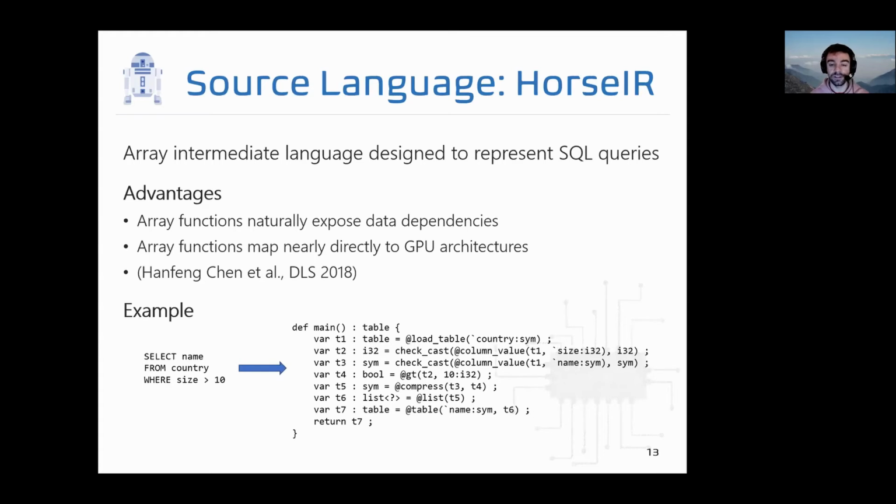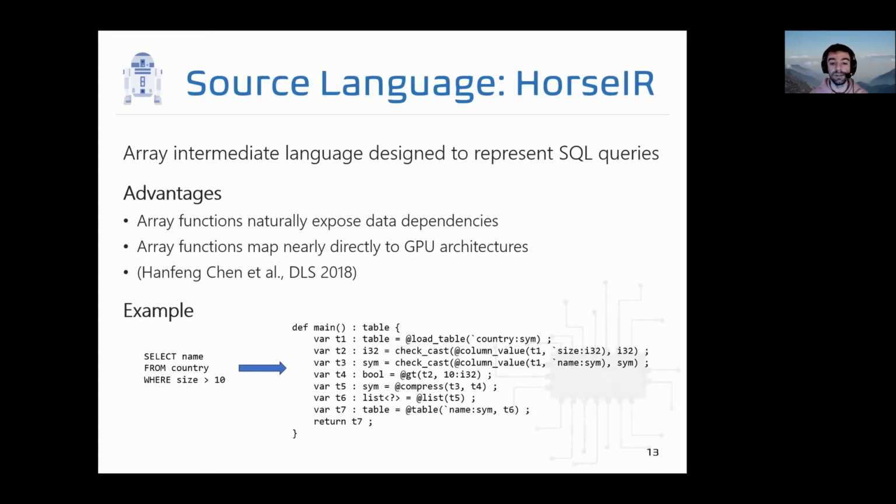Now notice the input language to this is not directly SQL. Instead, we're using a language called HorseIR, which is an array-based intermediate language designed specifically to represent SQL queries. And this has a few main advantages. Number one, array functions naturally expose data dependencies. So instead of having to perform a complex data dependence analysis to figure out how best to parallelize our program, we're able to naturally understand how it works from the primitive functions that were used.